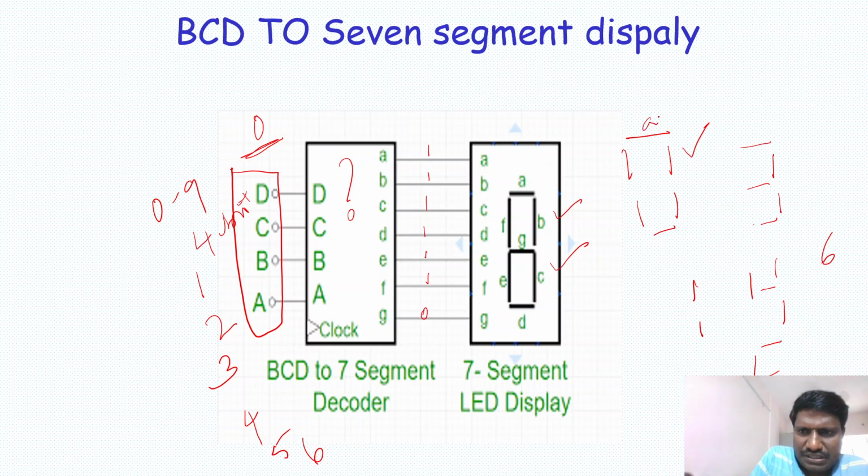This means A glowing, B glowing, C glowing, D glowing, E glowing, F glowing. G is there but G is not glowing. Not glowing means G should be 0. G should be 0 means this is not going to glow. When this is not going to glow, I can see only this part, which is 0.